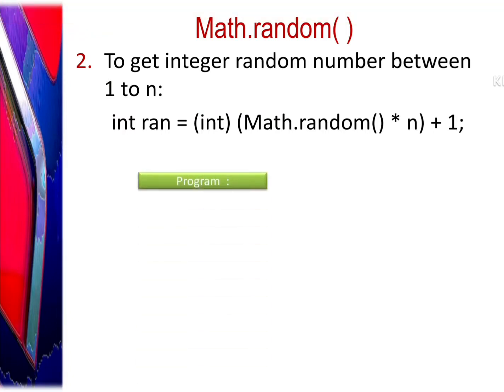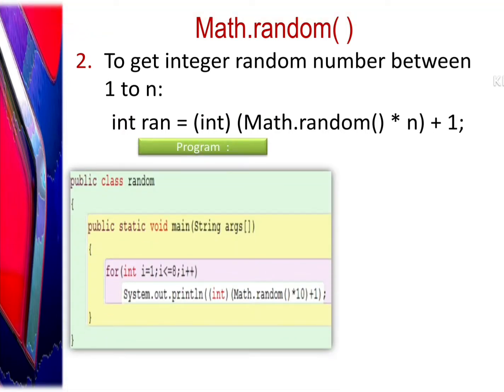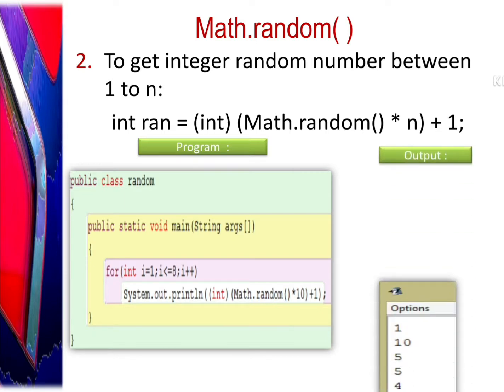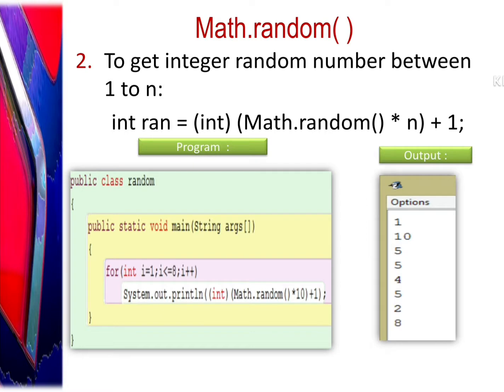See the example, I have written the same logic but I placed 1 plus 1. Then see the output I am getting. The range starts from 1, the maximum is 10, and in between we have a few random numbers. In this way we are getting our random numbers from 1 to 10.